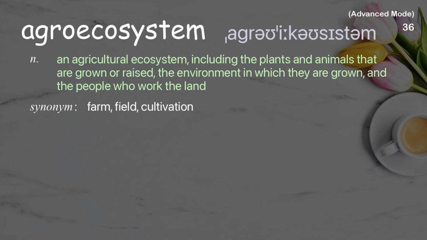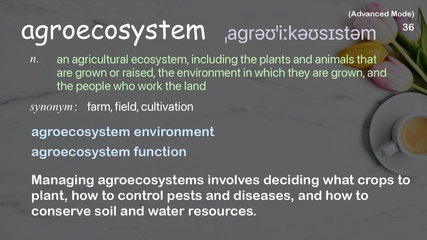Agroecosystem. An agricultural ecosystem, including the plants and animals that are grown or raised, the environment in which they are grown, and the people who work the land. Examples: Agroecosystem environment. Agroecosystem function. Managing agroecosystems involves deciding what crops to plant, how to control pests and diseases, and how to conserve soil and water resources.